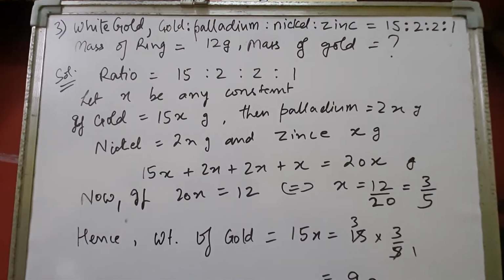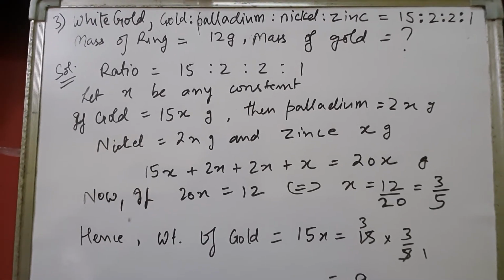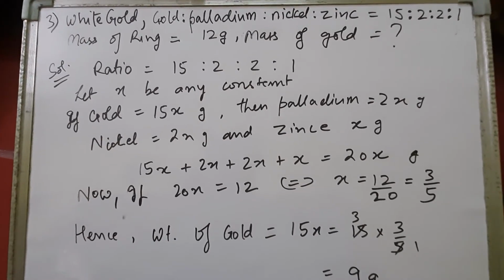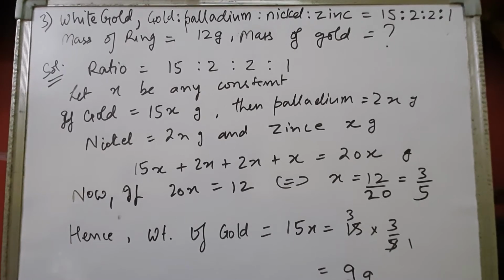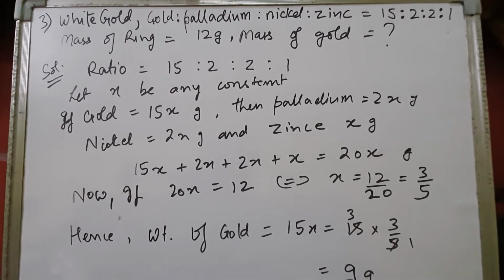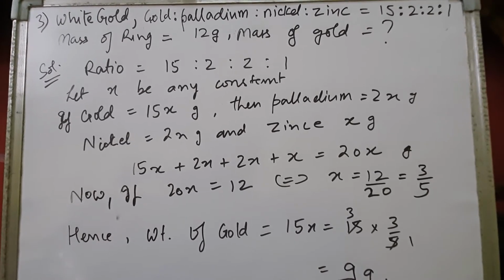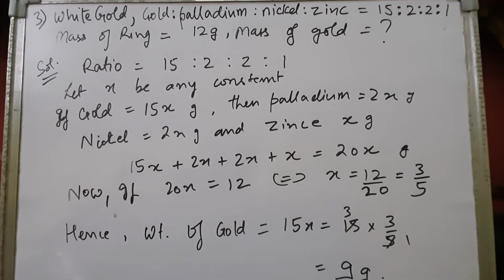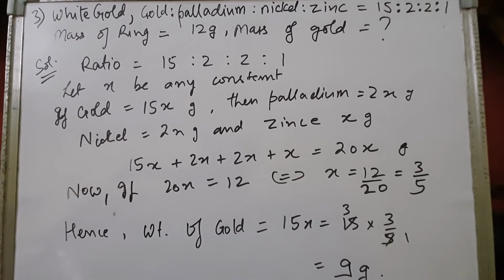Let's see another sum, children. In this sum, the question states that white gold is formed by mixing gold, palladium, nickel and zinc in the ratio of 15 is to 2 is to 2 is to 1. Right? And they are saying that if the mass of the white gold ring is 12 grams, what is the mass of gold in it?